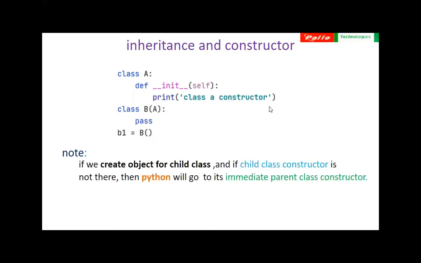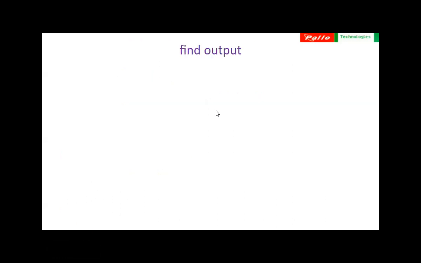So you can see it here. If we create an object of a child class, and if the child class constructor is not there, or if you have not created a child class constructor, then in that case it will call the immediate parent constructor. So here the output will be class A constructor. Is it clear now? So it goes to the parent class when we don't have a child class constructor. Okay, so is this clear?